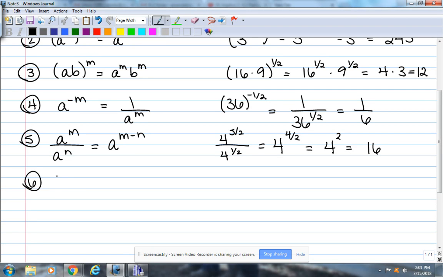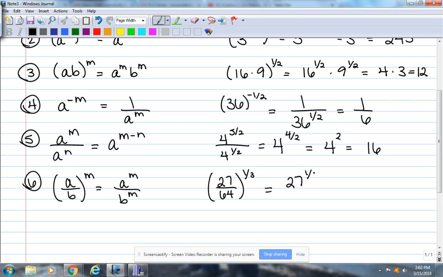So the next one is when you don't have the same base in a fraction. Then you give them both the exponent. That's all you can do. So, for example, if I have 27 over 64, all raised to the 1/3 power, they both get the 1/3 power. So that's 27 to the 1/3 power over 64 to the 1/3 power.